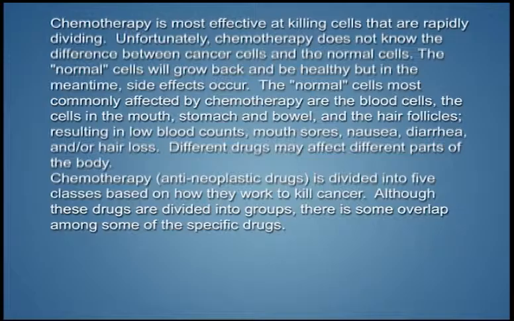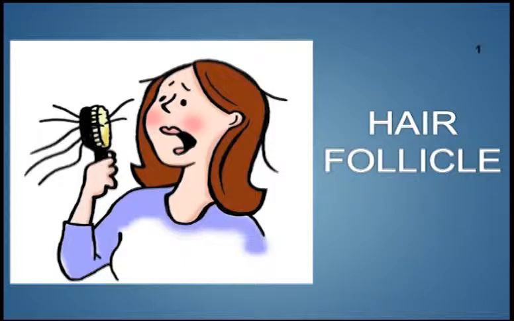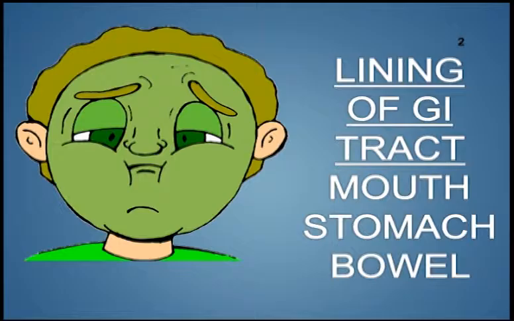So you're looking at hair follicles. We obviously have to cut our hair, so it's growing rapidly. You're looking at the lining of the GI tract, and you're looking at the bone marrow. So when you're thinking about side effects of chemotherapy, those are kind of things that are known to you. You know that a lot of patients will have hair loss. A lot of patients will get mouth sores. The lining of the GI tract starts at the mouth, goes to the anus. So you're looking at mouth sores, GI distress, nausea, vomiting, maybe diarrhea. And then you're looking at bone marrow suppression.